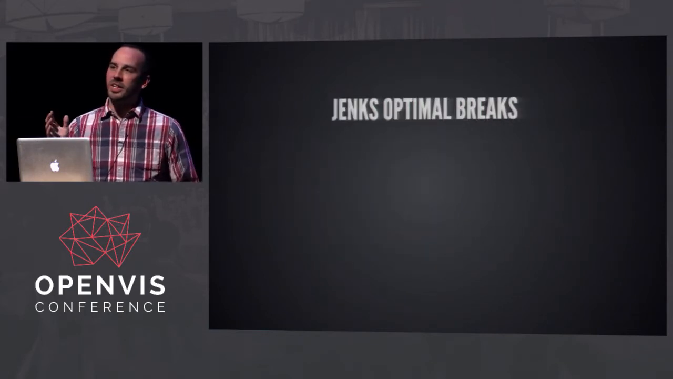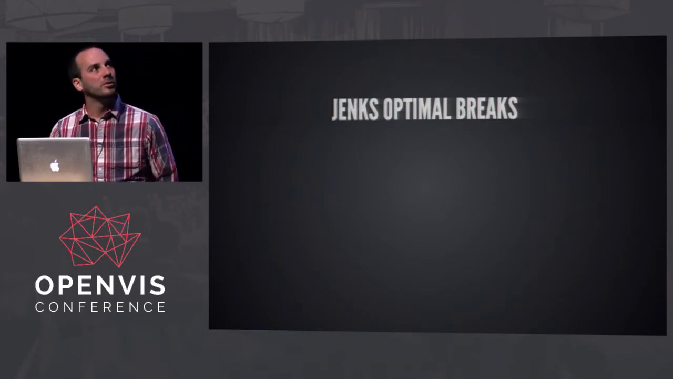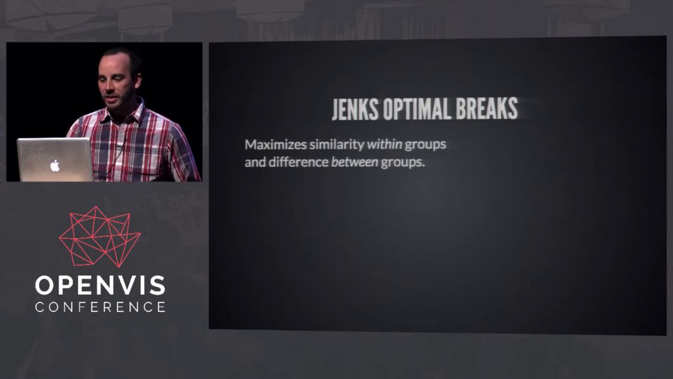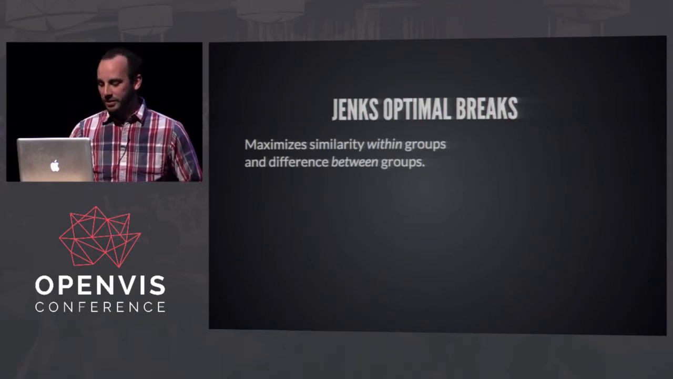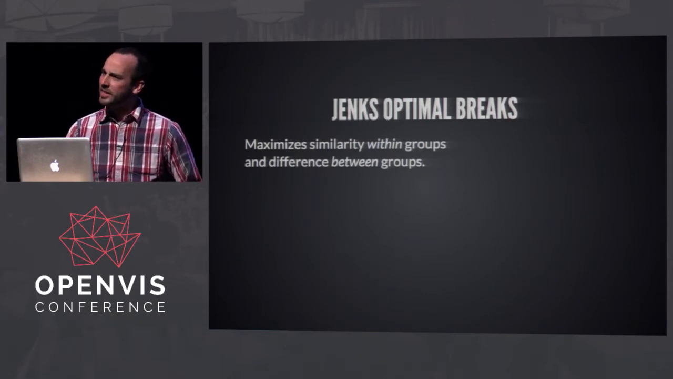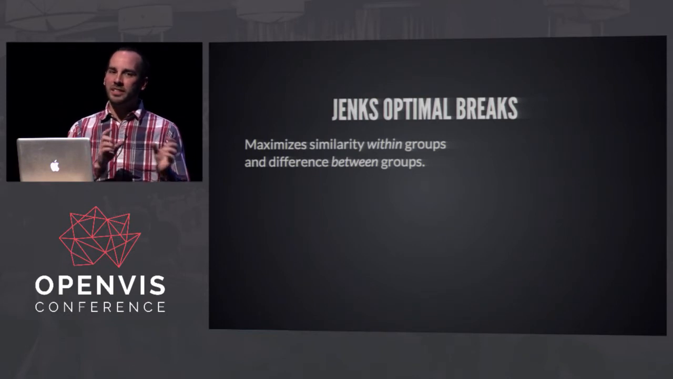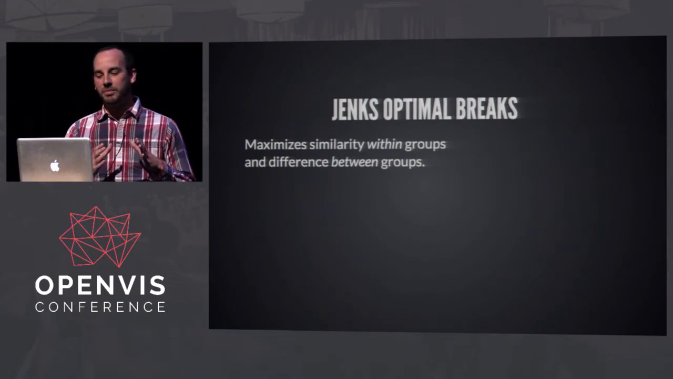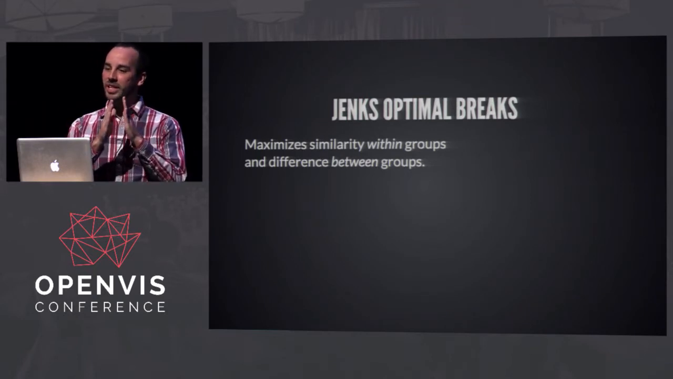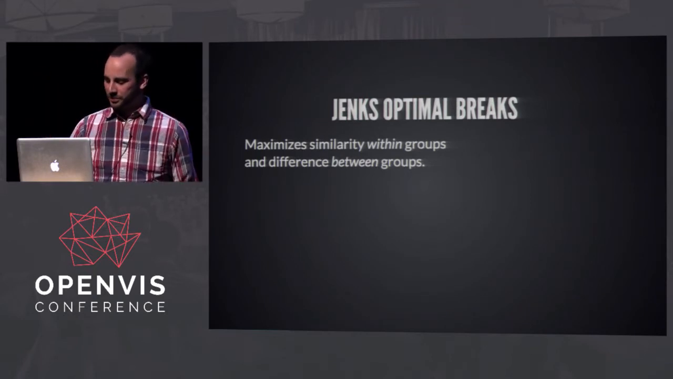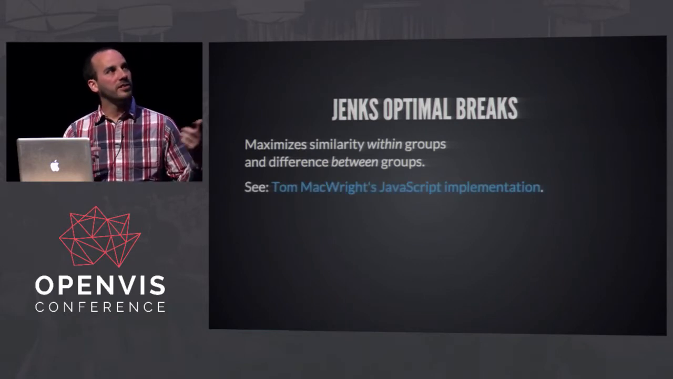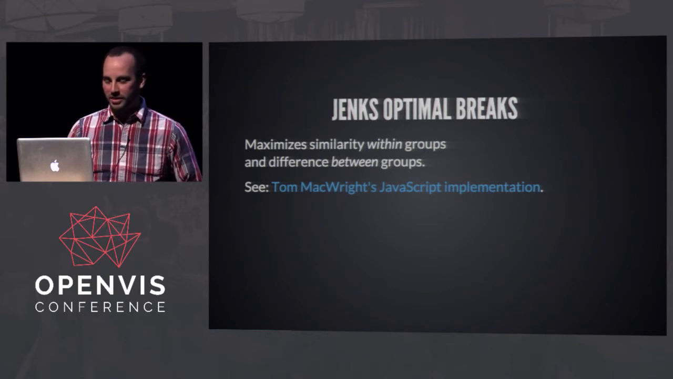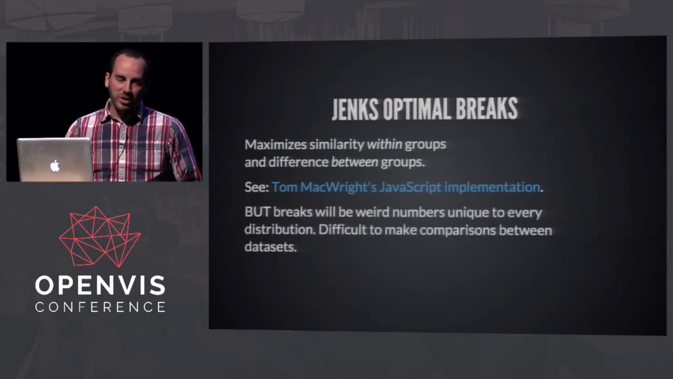And I'm going to name two common methods, which should be familiar to anybody who does mapping. But these optimal breaks were developed by George Jenks in the 70s, I guess. It tries to find these natural breaks in the data by an algorithm that maximizes similarity within groups and difference between groups. If you're a JavaScript person, check out Atomic Write's statistics library. It has an implementation of this you could look at. But of course, it has downsides.